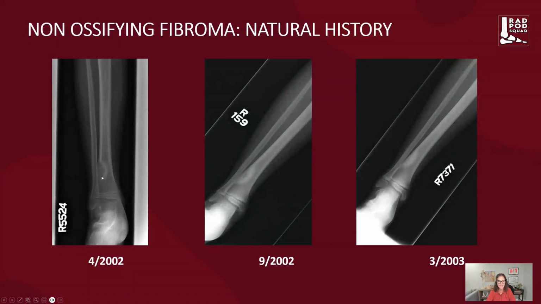We can see there's this intracortical lesion that we follow about 5 months later, noticing it's filling in with a greater degree of sclerosis. And still the next year to follow, we can see even greater degrees of sclerosis in the natural course of a non-ossifying fibroma.